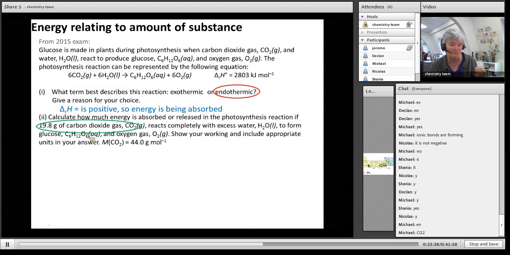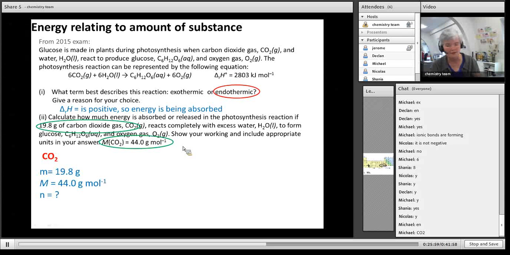Now that grams tells you it's a mass, okay? And we get given the molar mass of carbon dioxide of 44.0 grams per mole. So that's a molar mass. So we only have to deal with carbon dioxide and we can ignore the rest. Right, so list everything that's given. It's always good to have a systematic way, and then you really will reduce your careless errors.